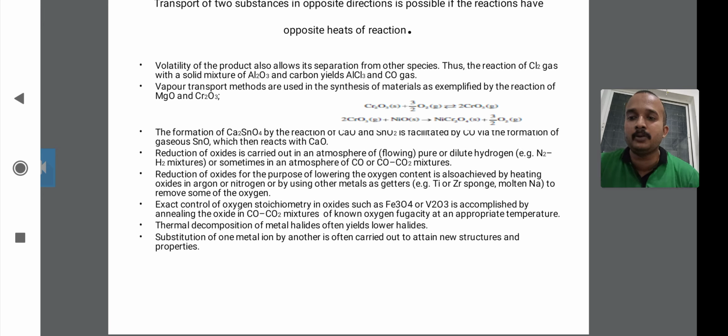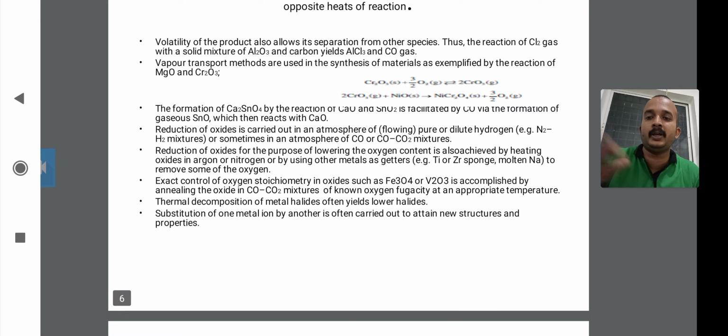Then the reduction of the oxide for the purpose of lowering the oxygen content is also achieved by heating the oxide in argon or nitrogen, using a metal as a getter. So you heat the oxides in argon and nitrogen, which lowers the oxygen content, and other metals such as a getter are used to remove some of the oxygen.